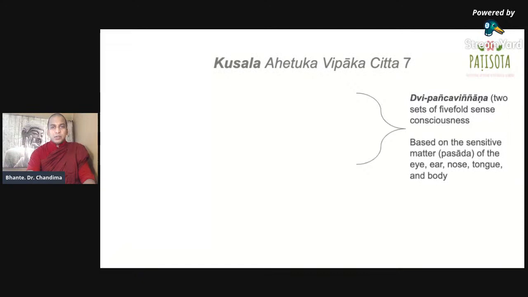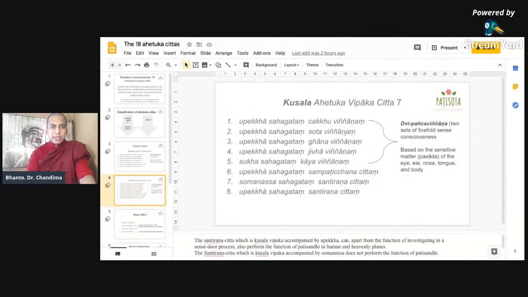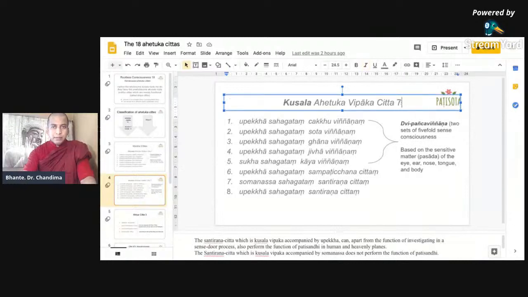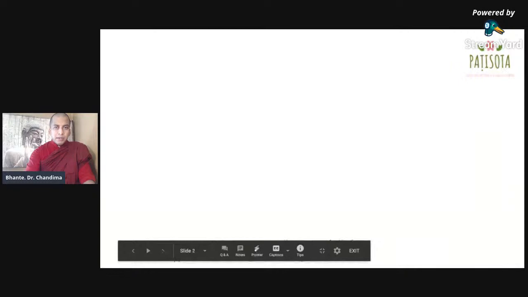Okay, Kusala Ahetuka Vipaka Chitta. It has to be 8. There was a small mistake here. I'm going to make it edited to be 8. Let me go again.